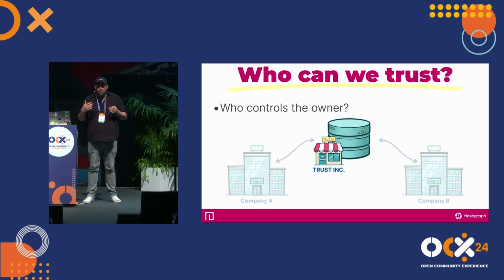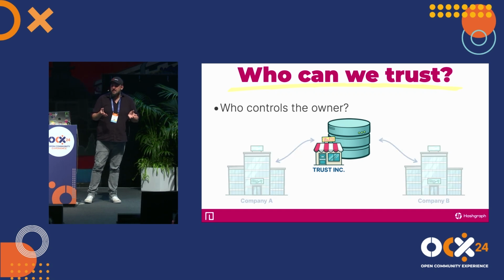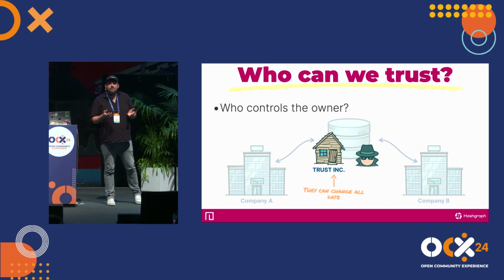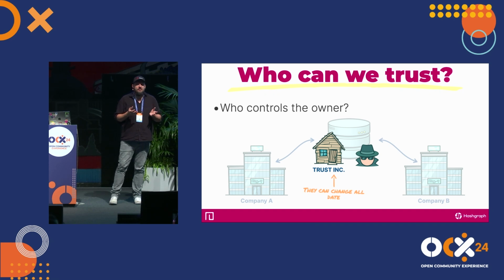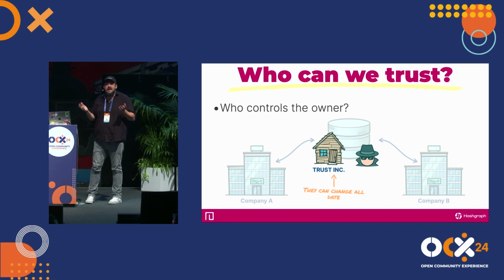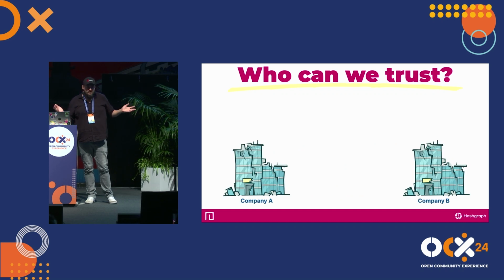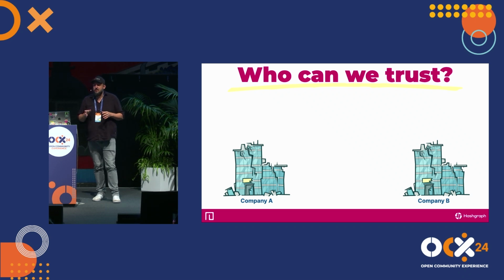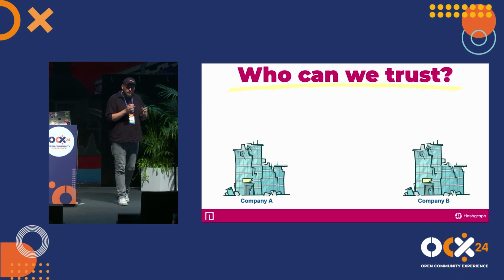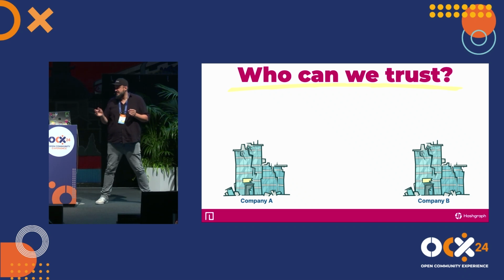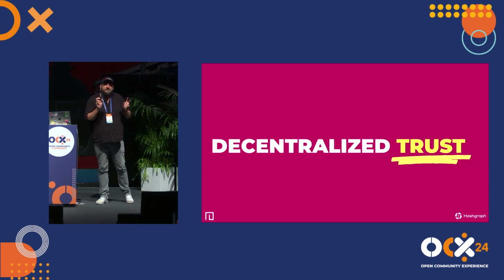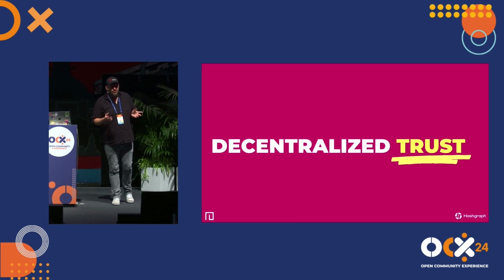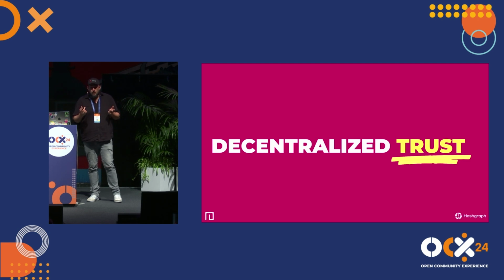Because who controls the owner, this Trust Inc. now? That can be a very shady company that can do whatever it wants with that data, right? And that can really be a problem. They can actually change all the data, sell it to somebody else, and your company is actually bankrupt. And that is definitely not what we want. A solution that has been established within the last years is what we call decentralized trust, so that we use decentralized systems to share the trust. And I will give you an idea of how that works.